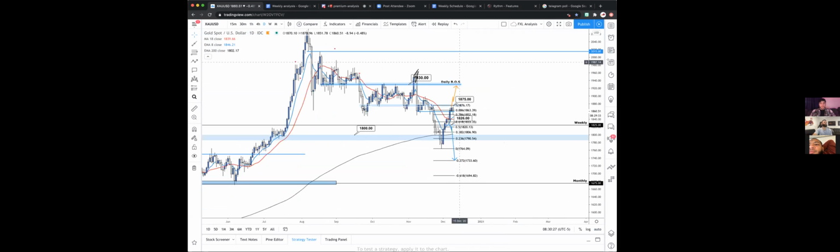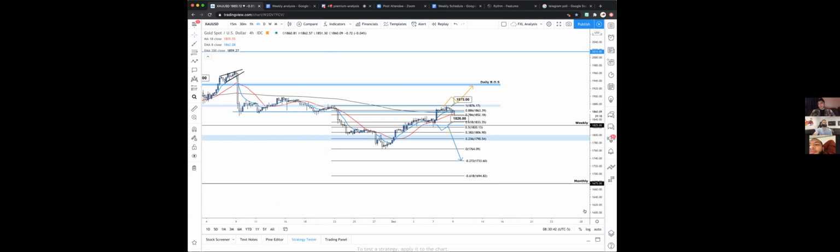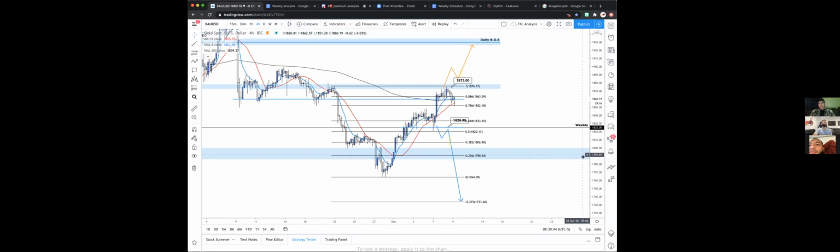Nice ascending triangle. Then we got our daily break of structure. We ranged for a little while, finally broke, and then went to test 1800 again. And then it reversed pretty quickly off that level as expected. And now is pulling back to, again, test structure at 1875. So let's drop to the 4 hour and just kind of zone in here on gold.